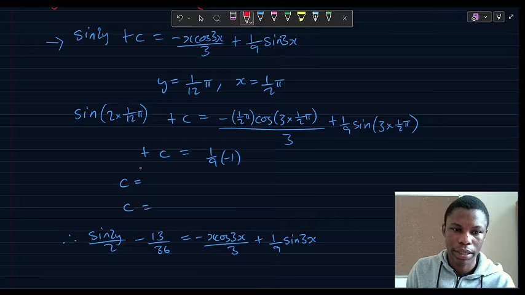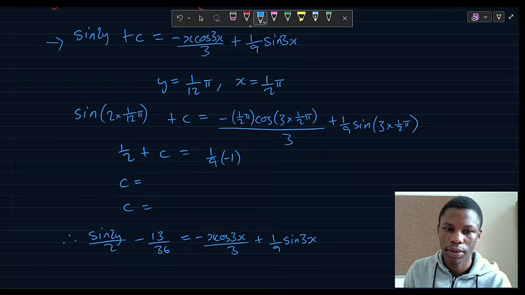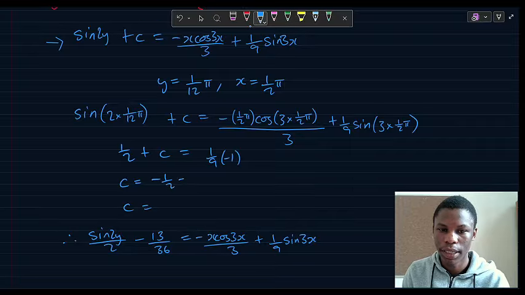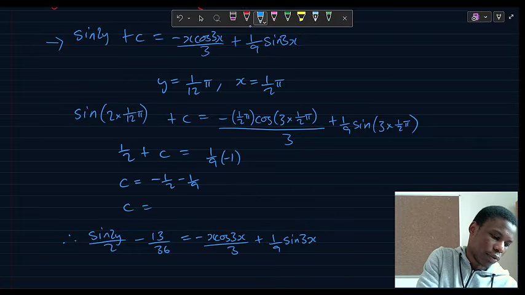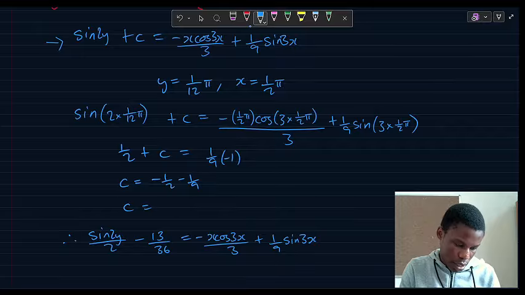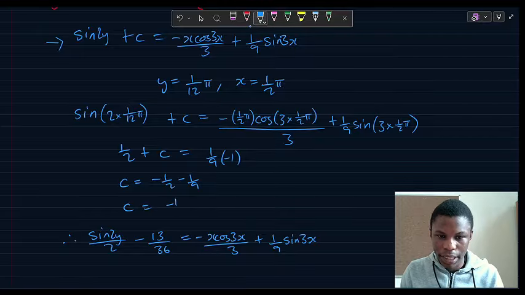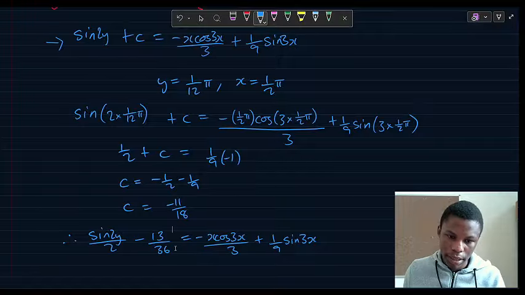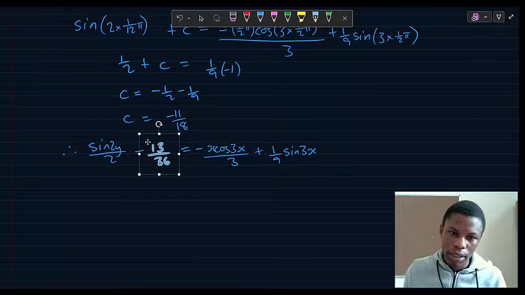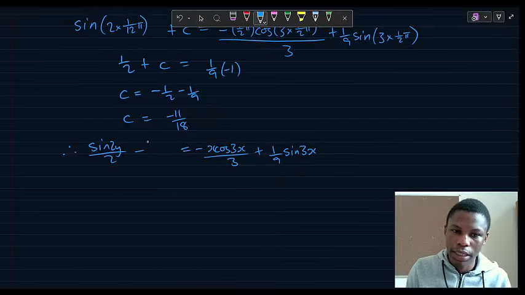So this would just become 1 over 2. And so we end up with negative a half, negative 1 over 9, which is negative 11 over 18. So this here should be negative 11 over 18.